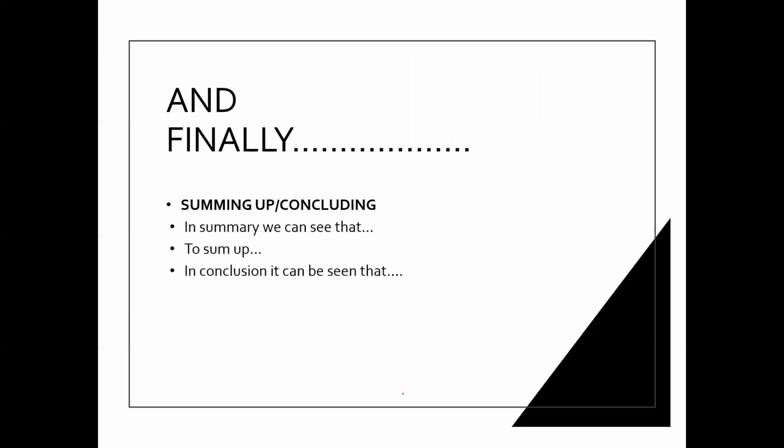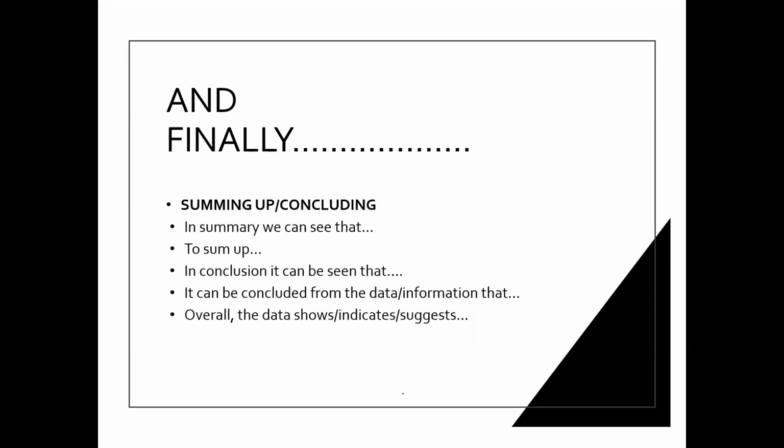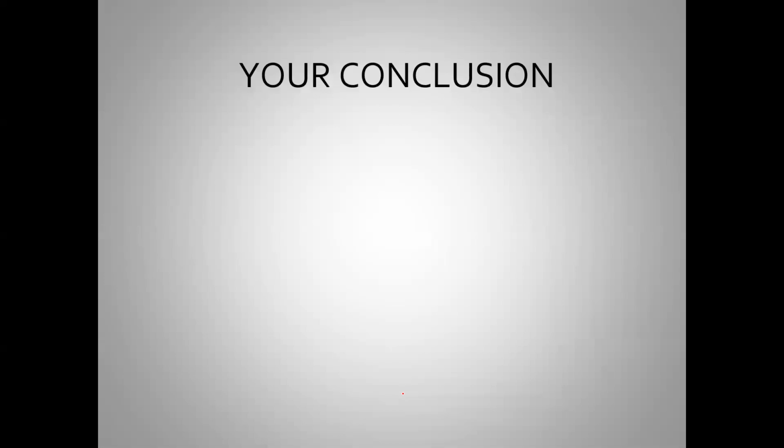And finally, you can use the following phrases for showing your summing up or your conclusions. So you can say in summary, we can see that blah, blah, blah. To sum up, sama aja ya. In conclusion, it can be seen that, it can be concluded from the data or information that blah, blah, blah. Overall, the data shows, indicates, and suggests. Itu semuanya sama ya. Pokoknya di dalam garis miring itu semuanya adalah sinonim. Summarizing the findings, it can be seen that blah, blah, blah. Okay. Overall, it appears that blah, blah, blah.